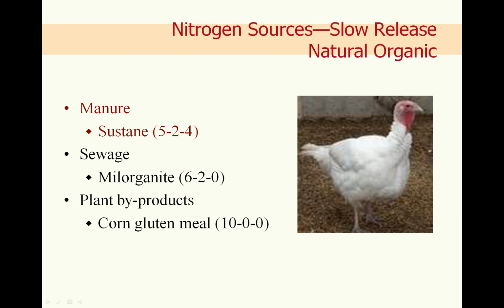Now, the next group we're going to talk about are what you might think of as organic, the natural organics. So this is not man-made, just natural materials, and this would be similar to what might have been used prior to the development of the Haber-Bosch process, but there's a big push for these kinds of products, as you can imagine, with more environmental concerns and so forth. So the first one is just manure. Sustain is a product you may have heard of that is essentially packaged poultry manure.